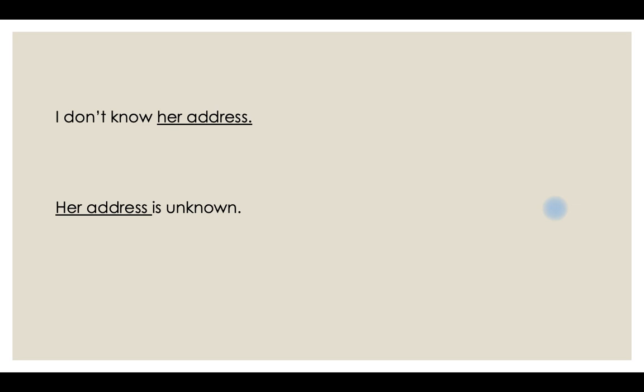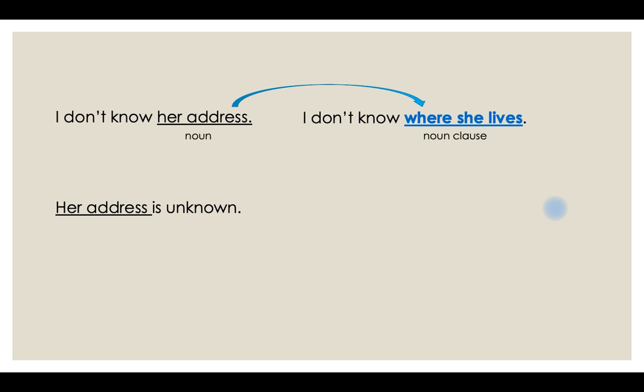So, noun clauses will look like this. I don't know where she lives. Nerede oturduğunu bilmiyorum. Where she lives is a noun clause. And this is the object of the sentence. I don't know what, yeah? Where she lives is actually the object of this sentence.